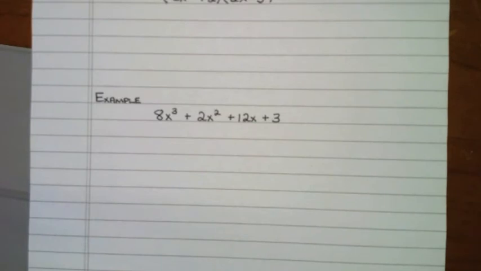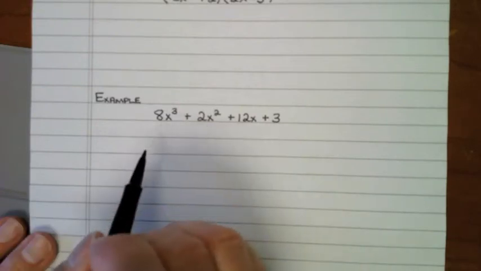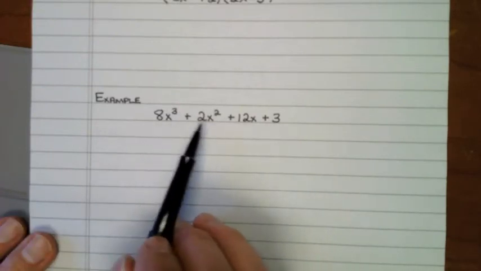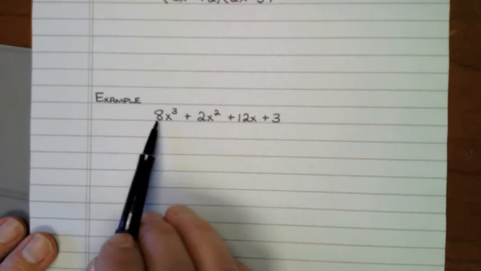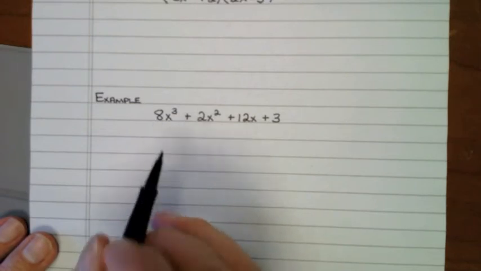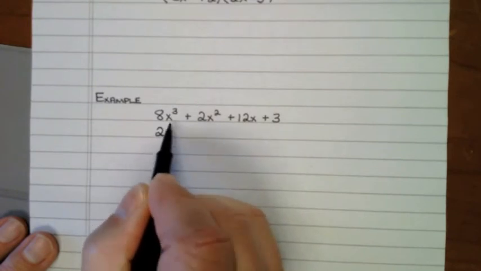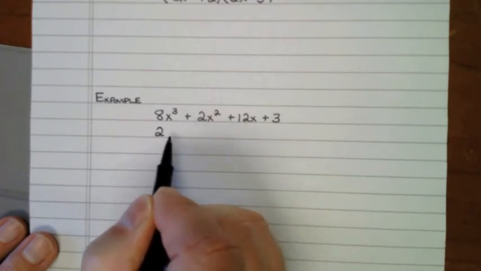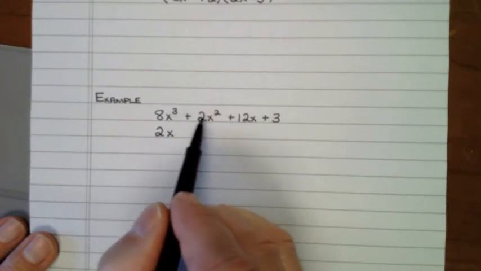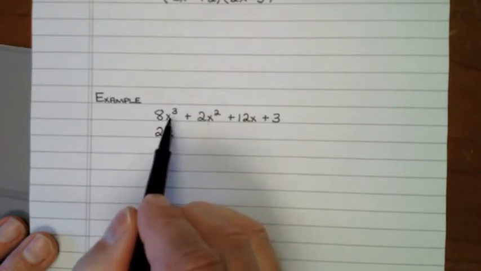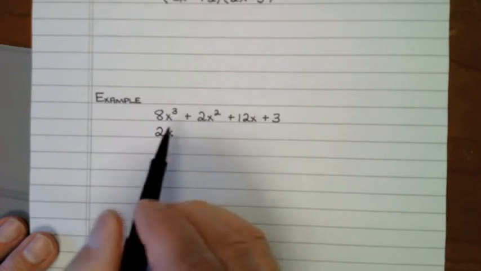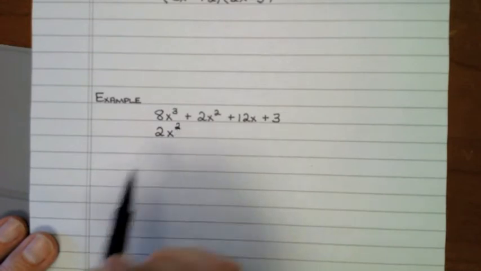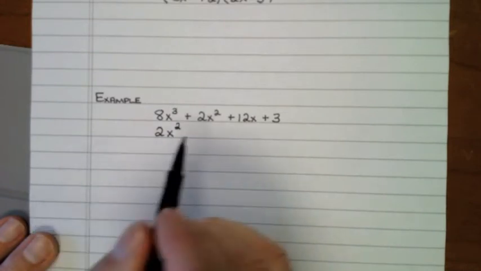So let's try another example. Again, for me to be able to factor something using grouping, it has to have four terms. This has four terms. I find the greatest common factor of the first two terms. I need a number that will go into 8 and 2. The biggest one, that will be 2. It looks like they have an x in common. And I need to see the greatest number of x's they have in common. It looks like I can pull a maximum of 2 x's out of each one of those. That's my greatest common factor.